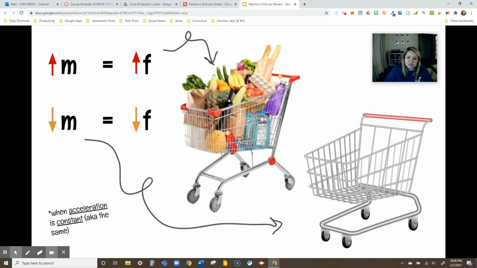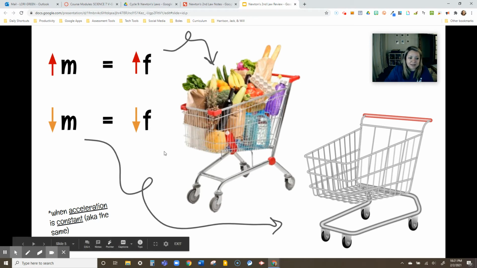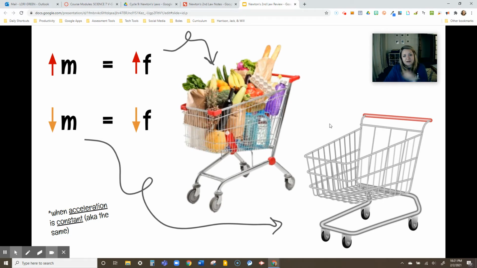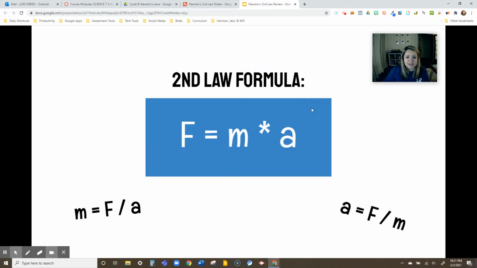And then the last relationship between these three variables is the relationship between mass and force. If these shopping carts are moving the same speed or the same acceleration rate, then the shopping cart with more mass is going to require more force to get it to go the same acceleration rate as the cart that's empty that has less mass. It's going to require less force to get that cart to go the same speed. So those are the relationships, and lucky for us, it can be turned into a math problem.